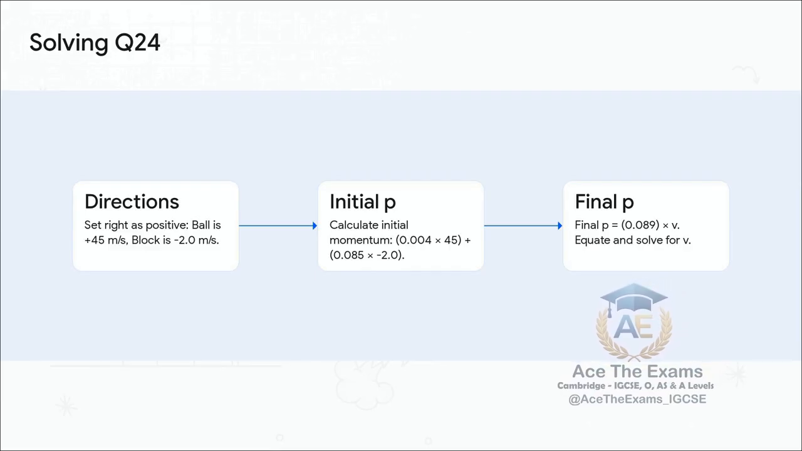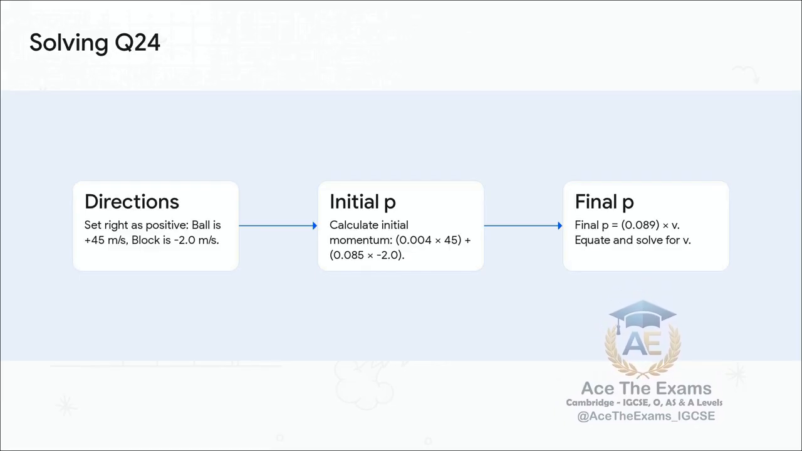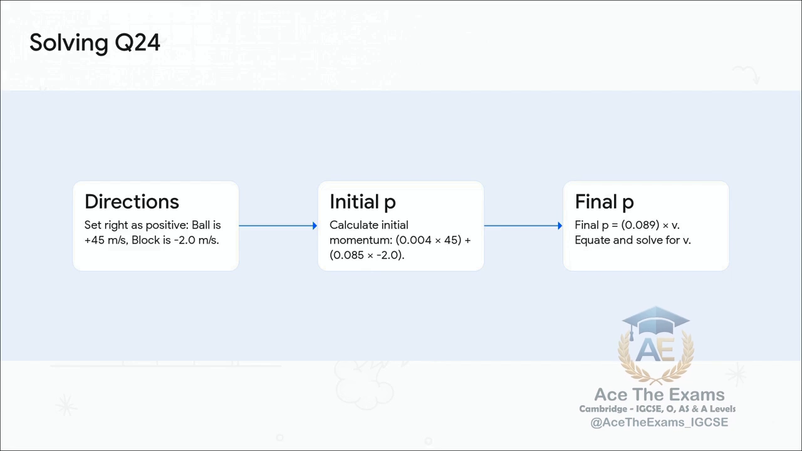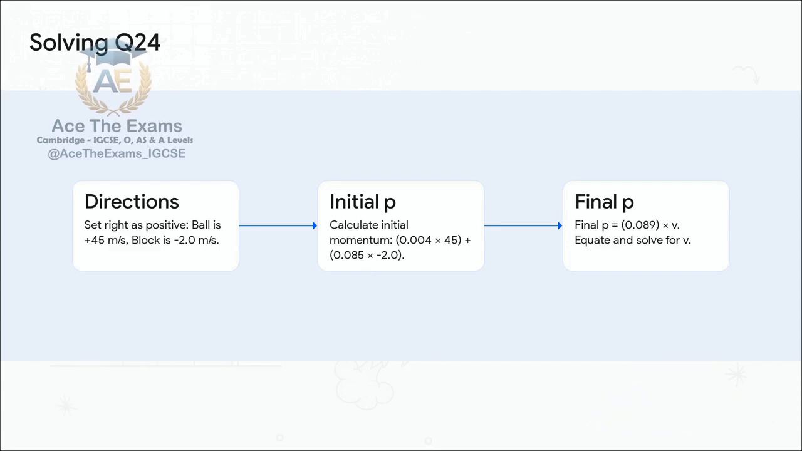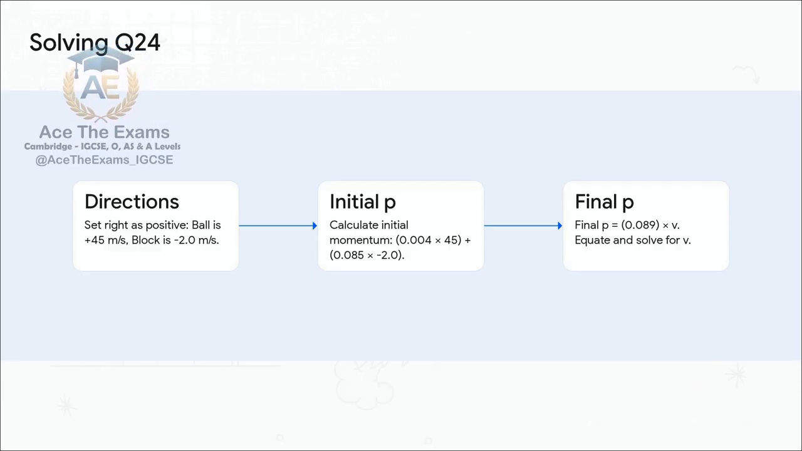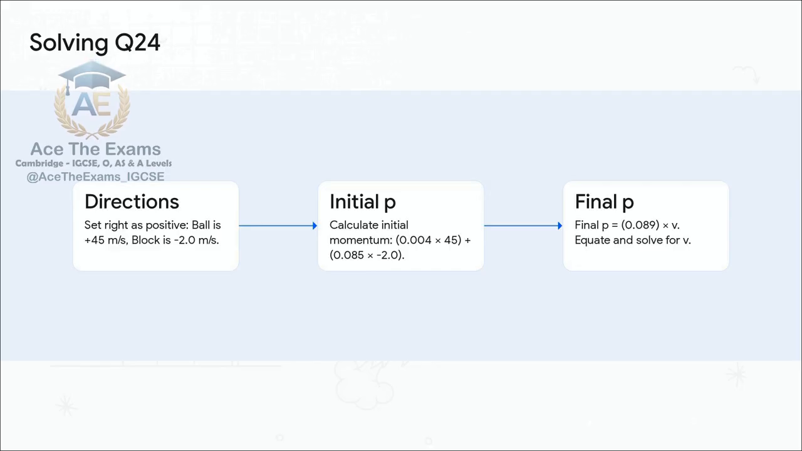Step 2, initial momentum. Convert to kilograms. We get 0.004 times 45 plus 0.085 times negative 2.0. Step 3, final momentum. Since they embed, combine the masses. That's 0.089 kilograms multiplied by our common velocity, v. Equate step 2 and step 3 and solve.